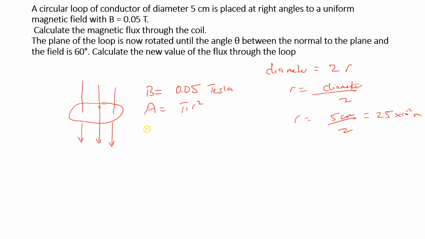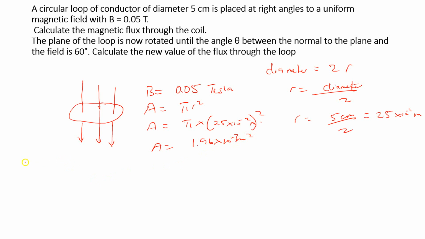So if we go and put this in a calculation, pi, you can just use your calculators, times the radius squared. So that is 2.5 times 10 to the minus 2, squared. We can put meters in the bracket as well to show that it's squared. With all of this, we can see that the area is going to work out to be 1.96 times 10 to the minus 3 meters squared.